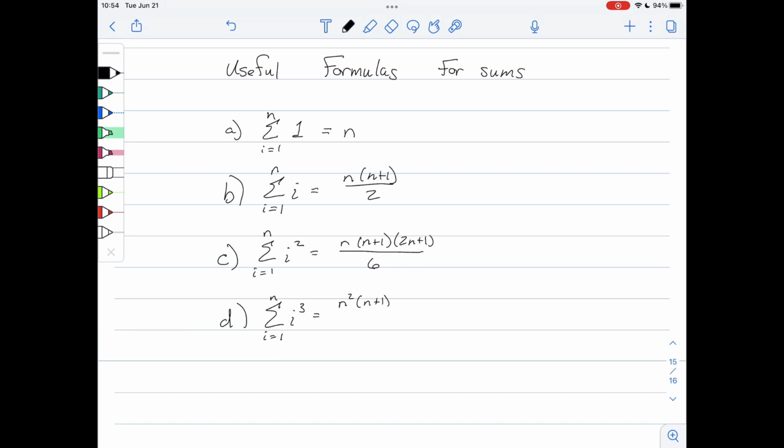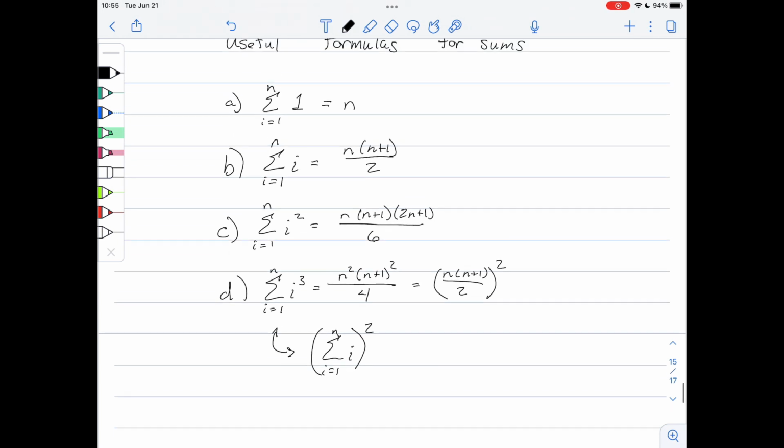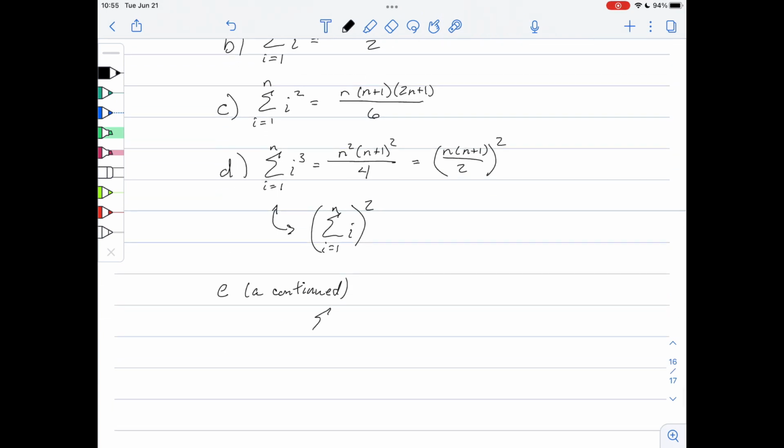If you stare at it for a little bit, you'll notice that it's related to the solution in B. And in fact, it's the square of it. So this is both n times n plus 1 over 2 all squared, but it's also the sum from 1 to n of i all squared. And our last property, it's just a generalization of part A, which says the sum from 1 to n of any constant is that constant times n.